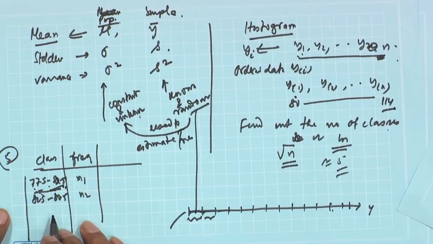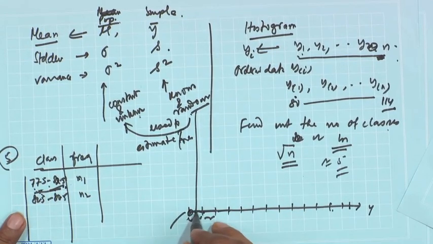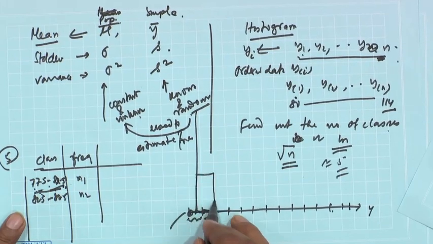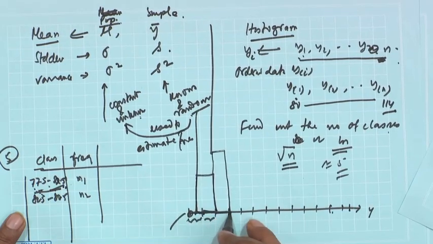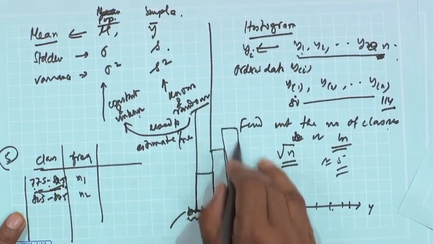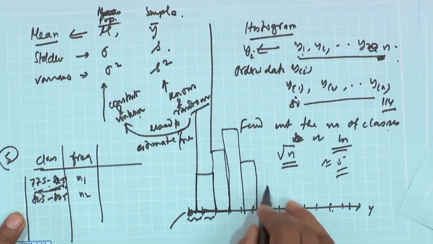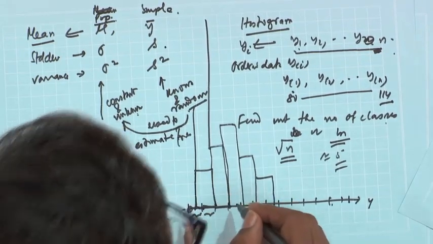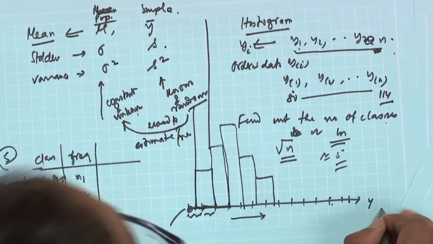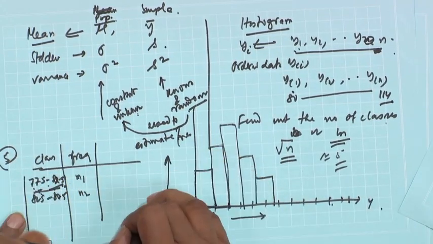So, what you do basically here, suppose this is my first class. You plot the frequency and draw a bar like this. For the second class, suppose this is the frequency, draw like this, the third one may be like this, the fourth one may be like this, the fifth one may be like this. So, the x axis is the y value, and the y axis is the frequency.